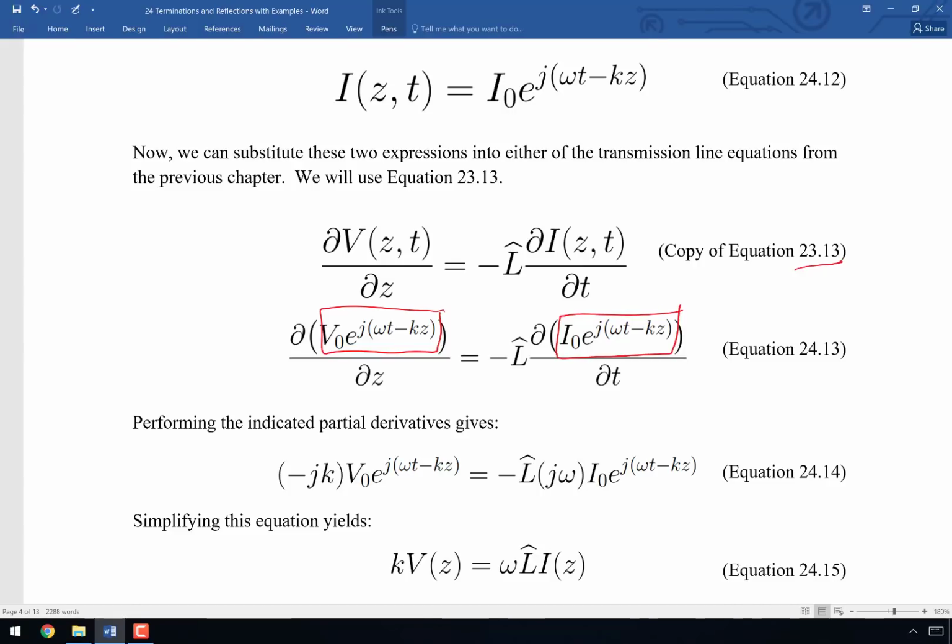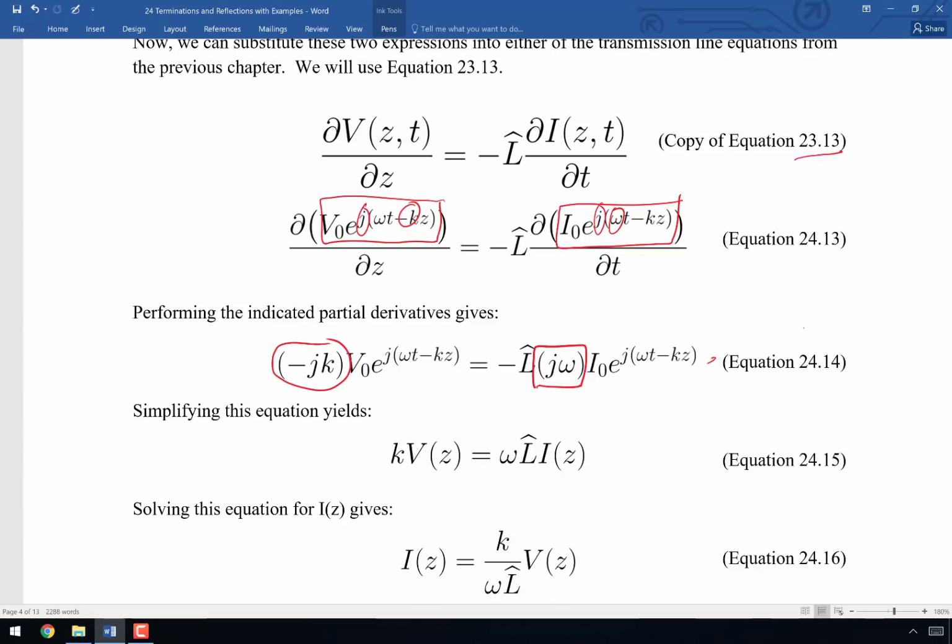When I do that, I can now take the spatial derivative with respect to z. Notice that by the chain rule, there's a j times negative k, and that's where I get this negative jk over here. I have the negative L hat, which was part of the original transmission line equation. And then over here, I have a j times omega, which is the factor that multiplies t. So the derivative of that picks up an extra j omega right here.